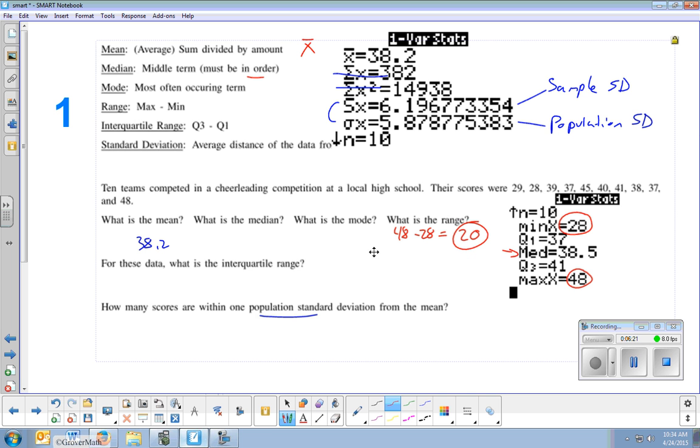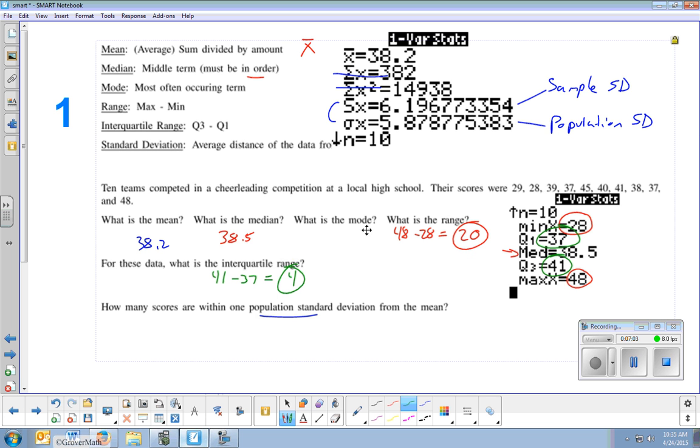MED stands for median. So the median is 38.5. Interquartile range is Q3 minus Q1. So that's your quartiles here. We have Q1 is 37 and Q3 is 41. When we get to a box and whisker plot in class, you'll understand these numbers a little bit better. What they do, essentially, they split the data up into four quartiles, they're called, and so 25% of the data is in each section. But the interquartile range is just Q3 minus Q1, so that would be 41 minus 37, and that equals 4. So your range is 20, but your interquartile range is 4.